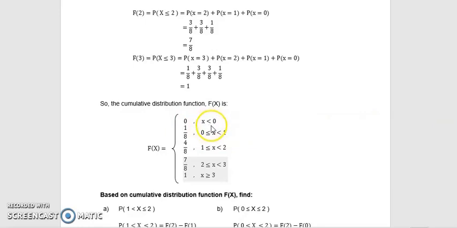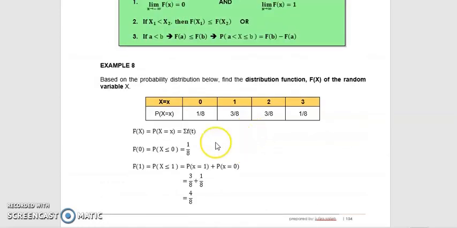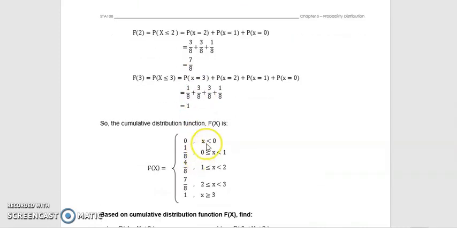Why x less than 0? If you look at our data, if x equal to 0, the probability is 1 over 8, right? So look at here, 1 over 8, for x less than or equal to 0. So the probability will be equal to 1 over 8. If value x is less than 0, for example, if x equal to negative 1, then the probability is 0. So that is meant by this notation.